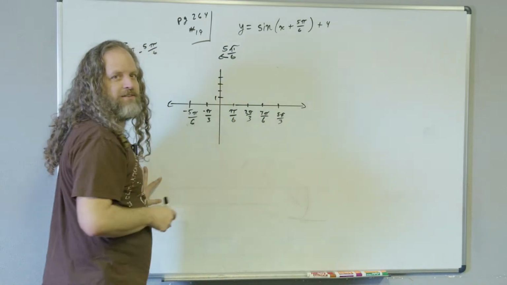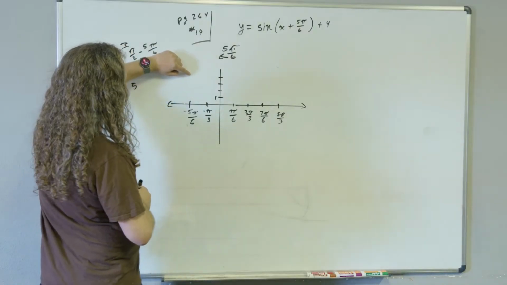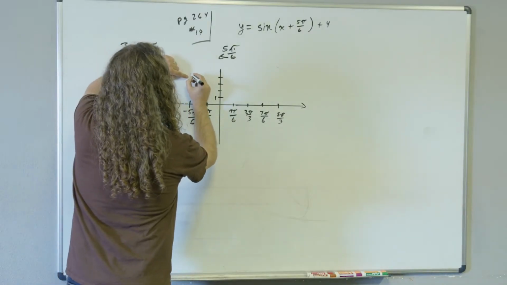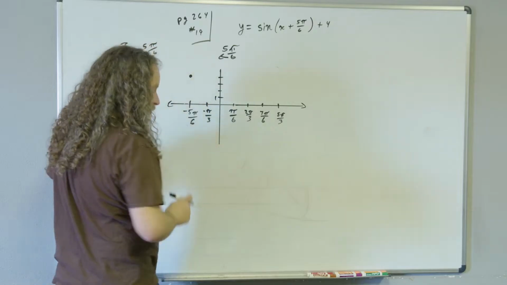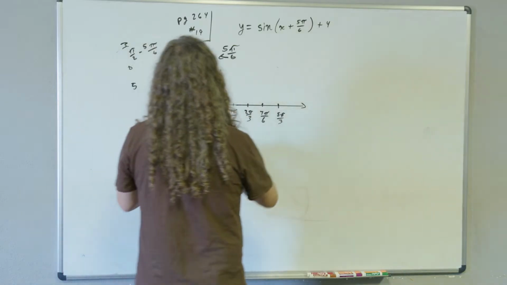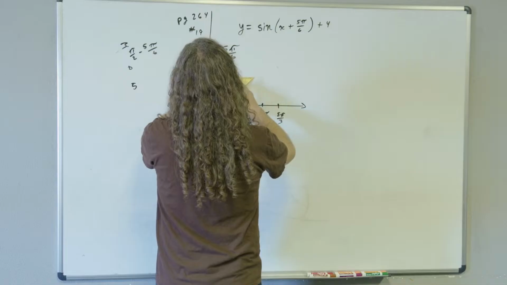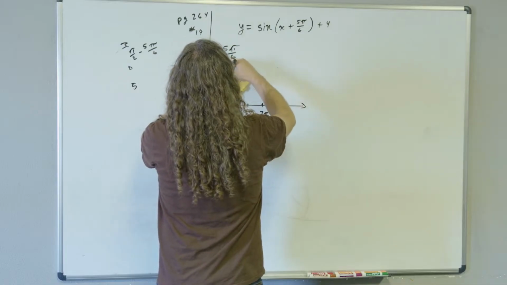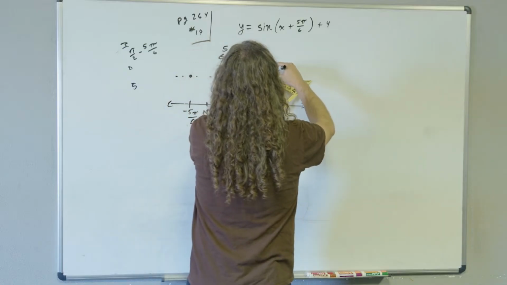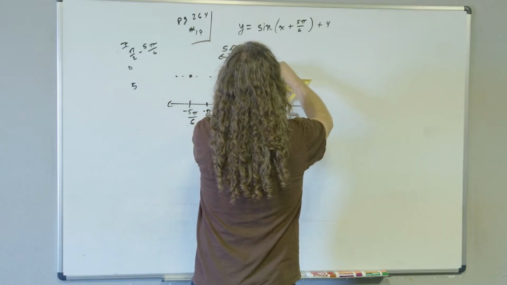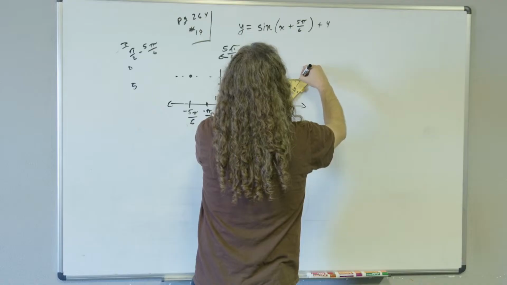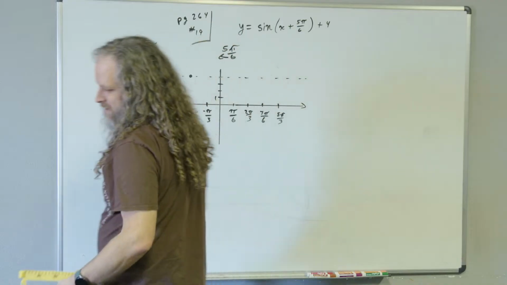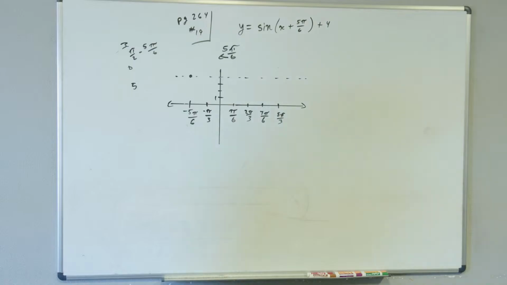It's normally 0, right? So right here is the 0. It's not a bad idea at all to dot in the new midline. Definitely something you can do. Let me grab my little straight edge.